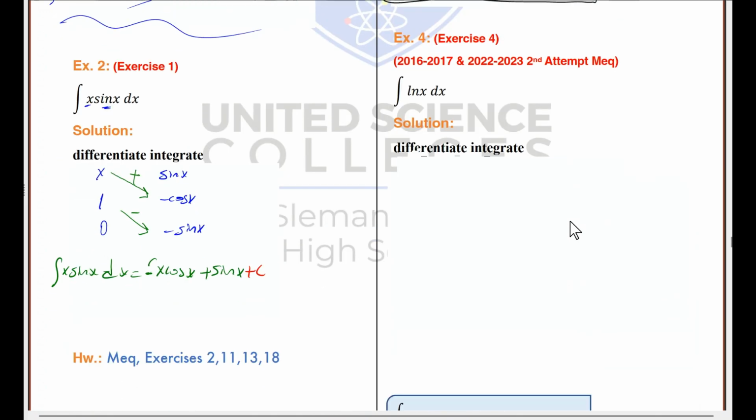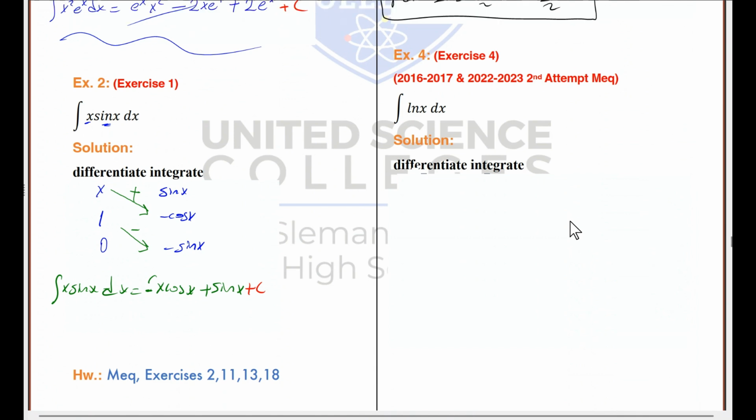Okay, another type of multiplication question. I have integral of ln x. There's nothing multiplied by ln x. We can consider there's an invisible 1 here. This is an exercise question and it came in the exam twice, the same question.